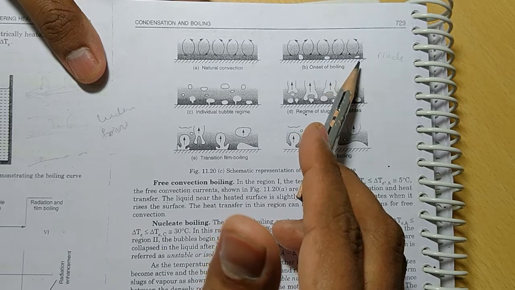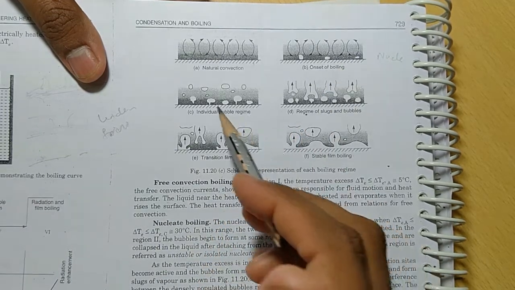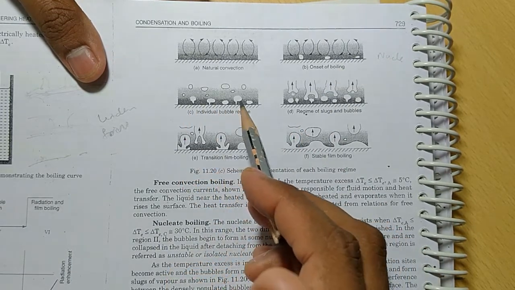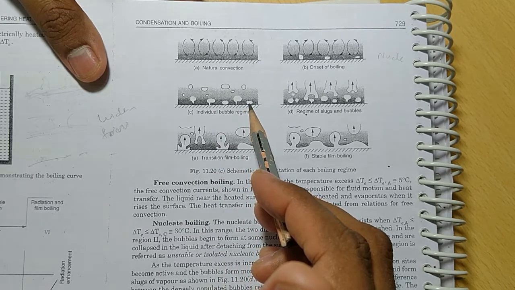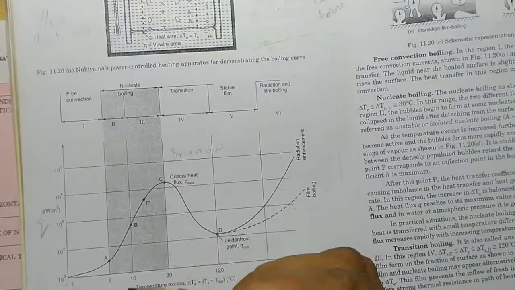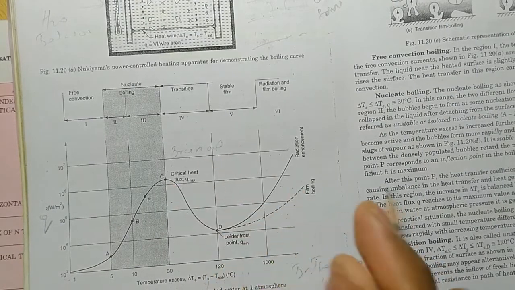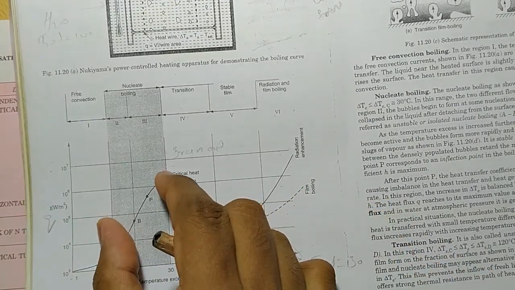That one is going to be called nucleate boiling. As we go on increasing the temperature, the formation of bubbles increases even more, and the heat flux reaches the maximum condition. That is the maximum heat flux condition. This complete zone is going to be called nucleate boiling.